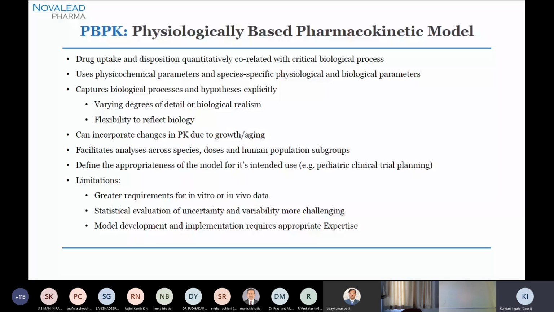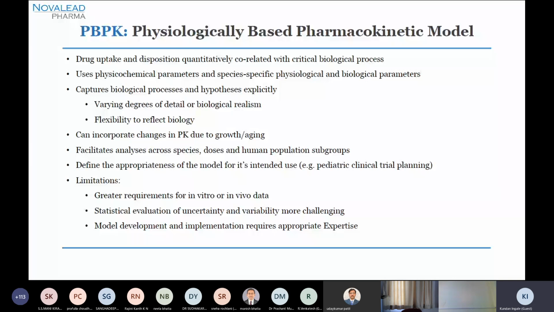What we can do is incorporate changes into the pharmacokinetic profile which occur due to growth and aging. So let's say, for example, the pharmacokinetic properties of a teenager, an adult, and an aged person would be different. When we are talking about conventional methods, like compartmental or non-compartmental modeling, it is difficult to incorporate all these aspects into those kinds of models. That is where one more advantage of PBPK modeling is very, very important.